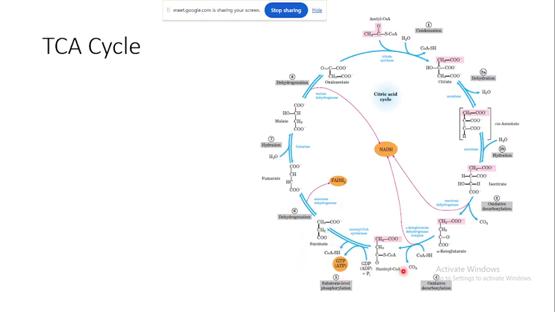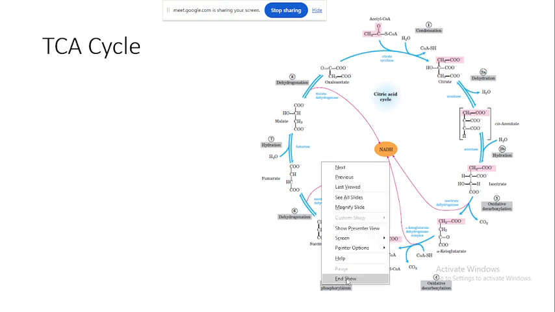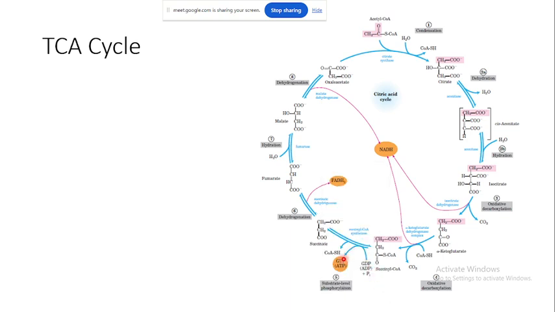So yeah, that's why succinyl CoA will be converted into succinate. Now you can ask me that this GDP plus Pi to GTP reaction is not thermodynamically feasible, right? Because GTP is less stable. So that's why GDP to GTP formation is not spontaneous. But still this reaction is happening.